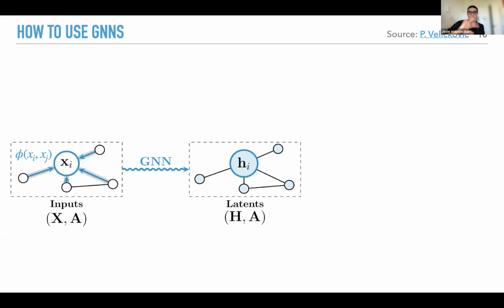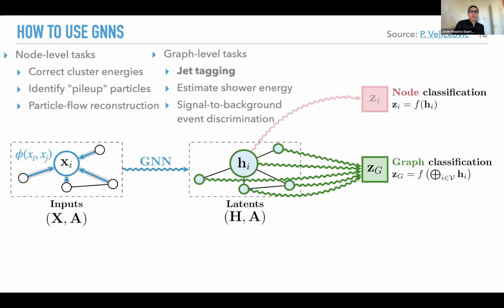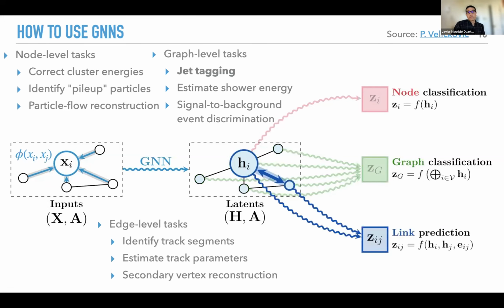So then how do we use this new updated graph of latent vectors? Of course, we can do node level tasks like identifying pileup particles or particle flow reconstruction, which is one of the examples I'll talk about. We can also take that latent vector and sum, again aggregate it over the whole graph, and then use another function to get a single output per graph. In this case, we might do something like graph classification, for example jet tagging, which is another example I'll talk about. And then finally, we can also do edge level tasks. So actually make a prediction for each of the links, each of the edges in this graph.